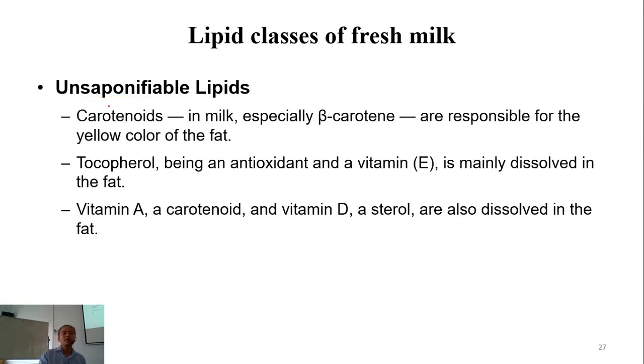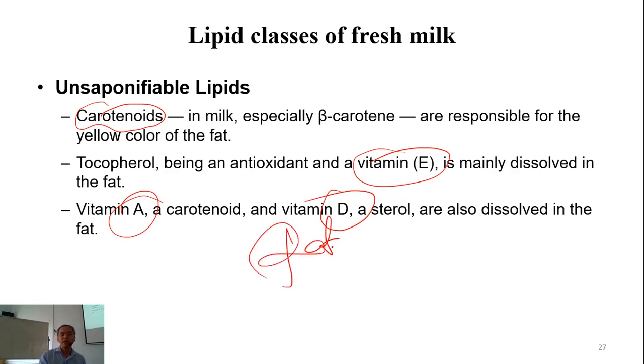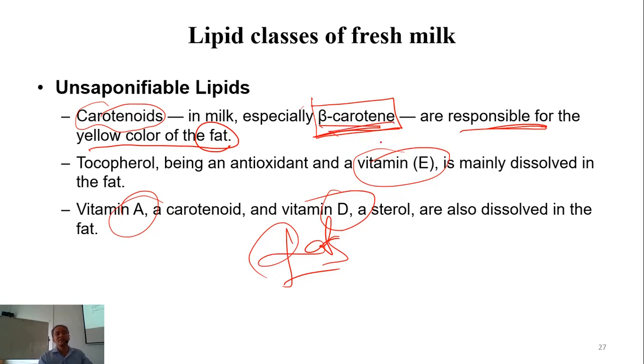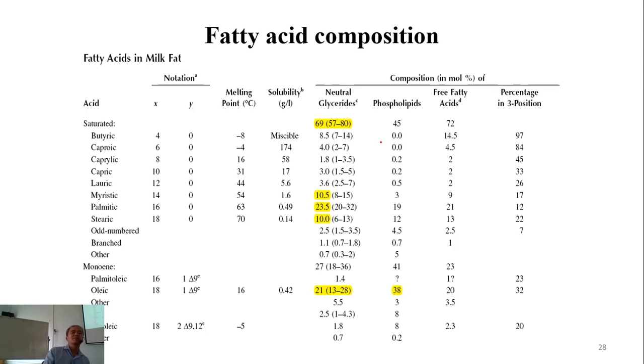In this group, there are also others like vitamins. This is a provitamin A. We have vitamin A, vitamin D, vitamin E. These are soluble in lipids, so they can be classified into the lipid group. Here, there's one thing you need to memorize. Beta carotene is the component responsible for the yellow color of milk fat. Milk is yellowish because the fat globules are yellowish. The fat is yellowish because of beta carotene. Remember in the exam. Very simple.